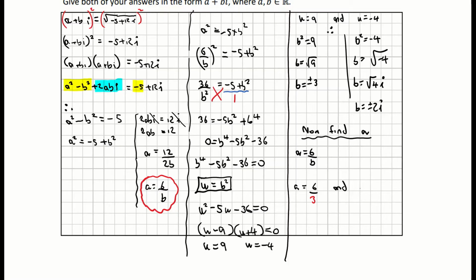And a is equal to 6 over my negative 3. And that's going to give me a is equal to 2 and a is equal to negative 2. And they want our complex number in the form a plus bi, and when I fill that in, I get a as 2 plus my b as 3i, and I could also have -2 minus 3i. And they are my two complex numbers in the form a plus bi.